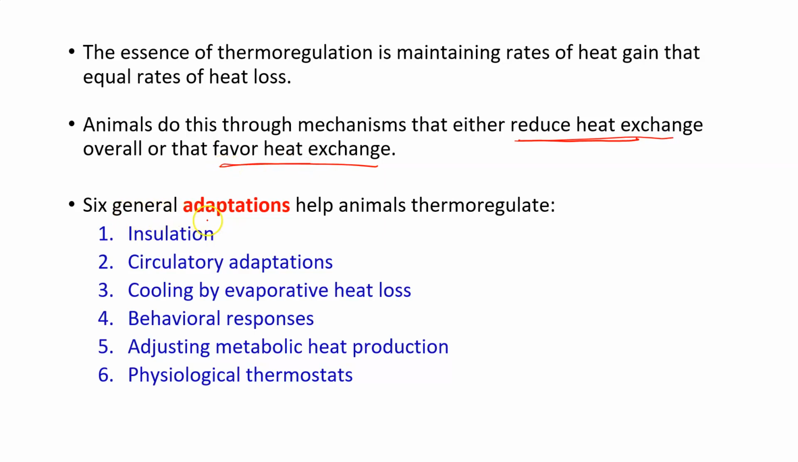So 6 general adaptations of animals are insulation, circulatory adaptation, this one relating to blood circulation in the blood vessels, cooling by evaporative heat loss, macam sweating, behavioral response, and adjusting metabolic heat production and physiological thermostat. So these are the 6 adaptations of animals.